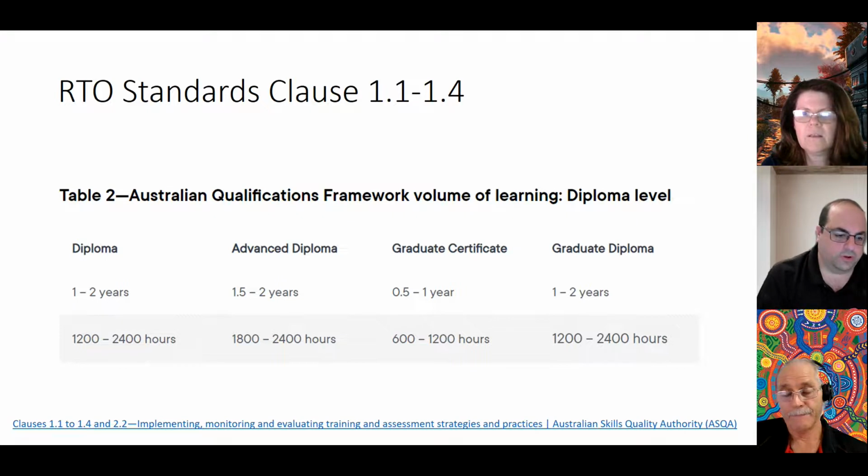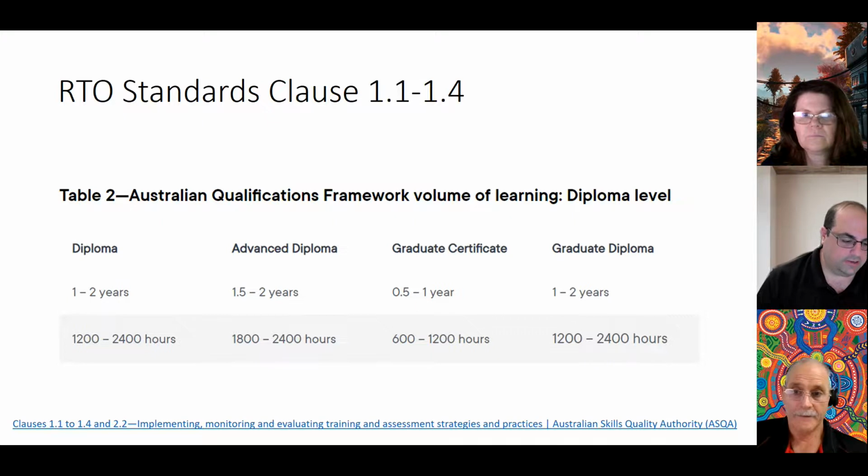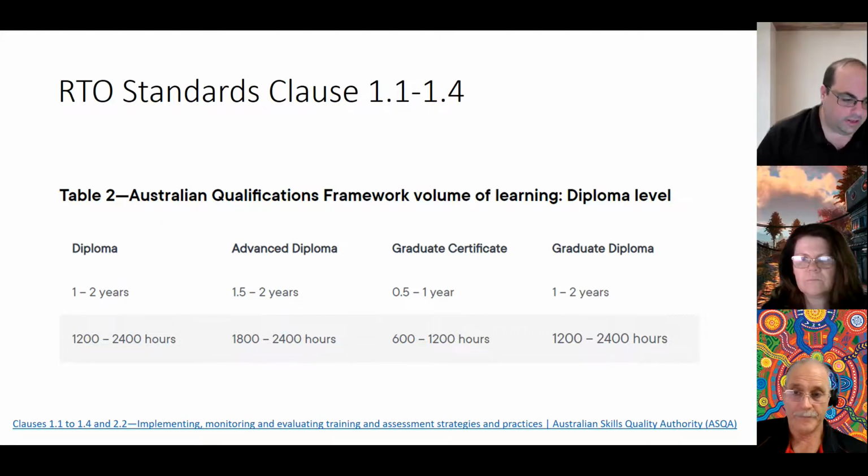The volume of learning is the amount of time overall that it should take the student to learn. The amount of training is given to them by the RTO and delivered to them by the teachers. Correct. So the volume of learning includes the amount of training. It doesn't work the other way around. That's correct.